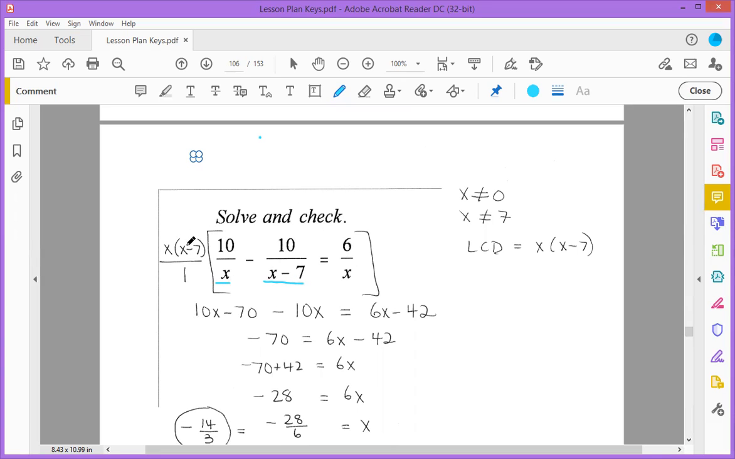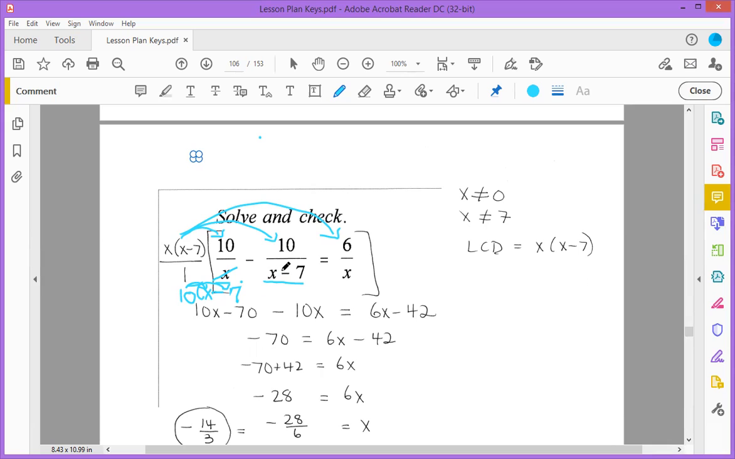So it's x times x minus 7 that we're going to distribute and multiply each term by. When we multiply 10 over x times x minus 7, the x's are going to cancel, leaving 10 times x minus 7 in the numerator. We just have to distribute that 10. So 10 times x gives us 10x, and 10 times negative 7 gives us negative 70.